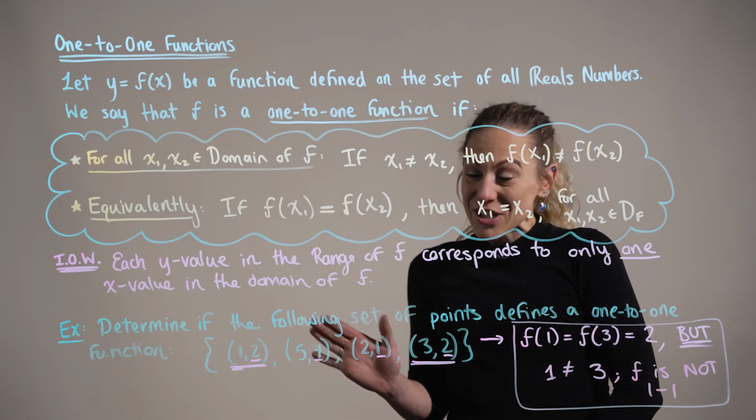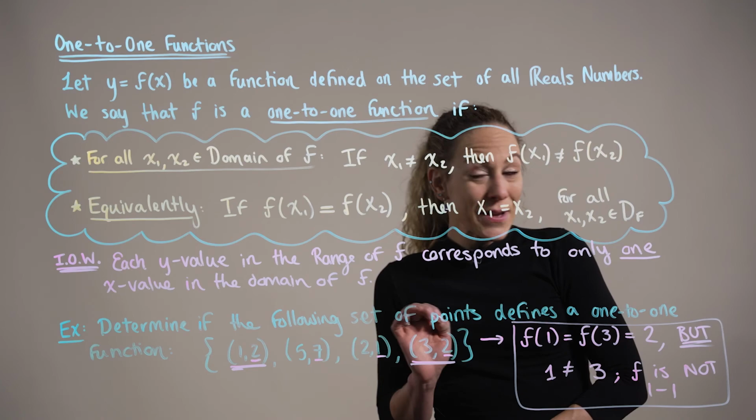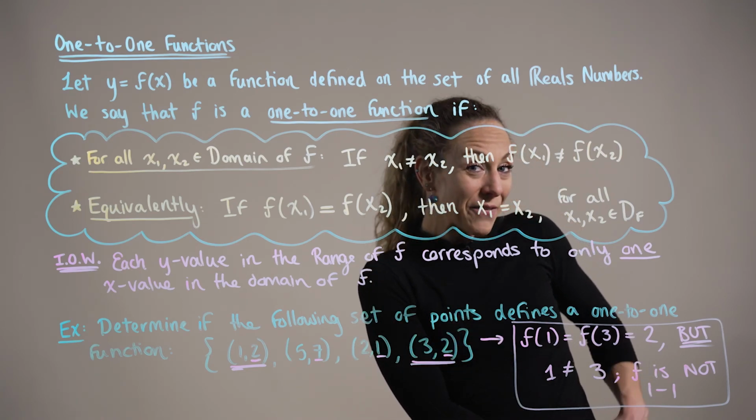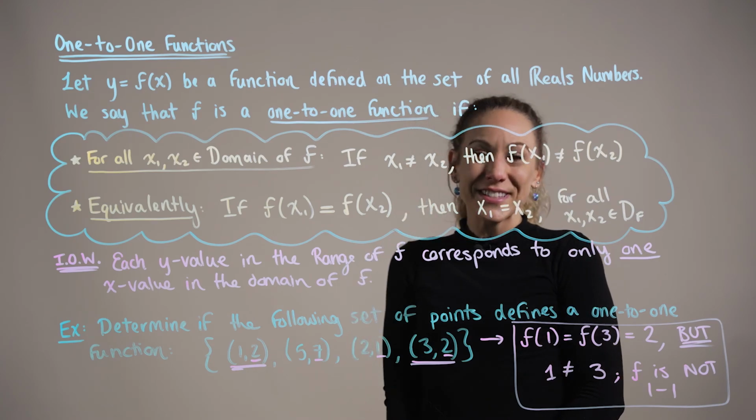So in addition to this formal definition and checking ordered pairs, we also have a great graphical test that we can use to verify if a function is one-to-one or not. So let's go ahead and take a look.